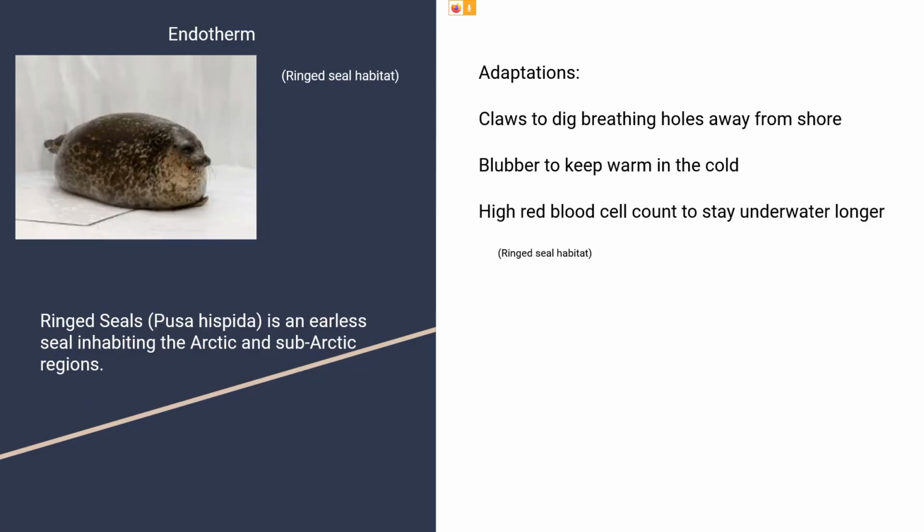For endothermic animals, we're looking at the ringed seal, or Pusa hispida, which is an earless seal inhabiting the Arctic and subarctic regions. Their adaptations are that they have claws to dig breathing holes when they're far away from shore, which means they can swim out further than other seals, as they can dig air holes through the ice. They have blubber to help them keep warm in the cold, and they have a high red blood cell count so that they can stay underwater for longer as their body traps more oxygen.